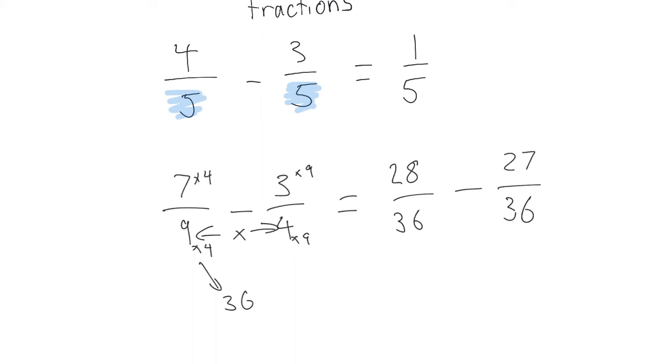Now that we have our common denominators, we can go ahead and conduct our subtraction. So with a denominator of 36, 28 take 27, well, that's only 1. So we can see right there straight away, 7/9 take 3/4 is 1/36. So remember, as always, find that common denominator. What you do to the bottom, you have to do to the top, and then your subtraction works out.